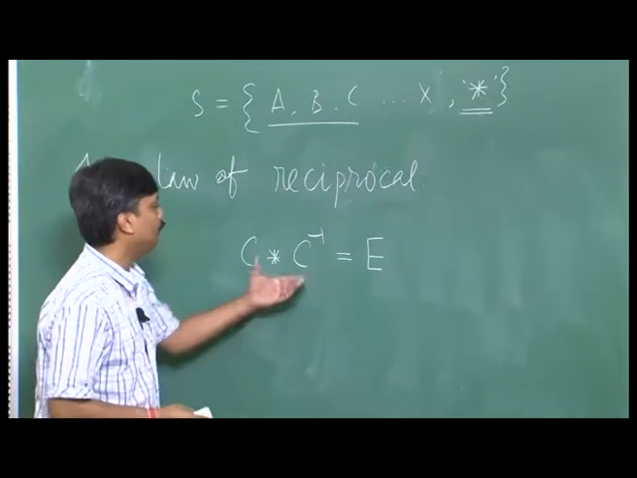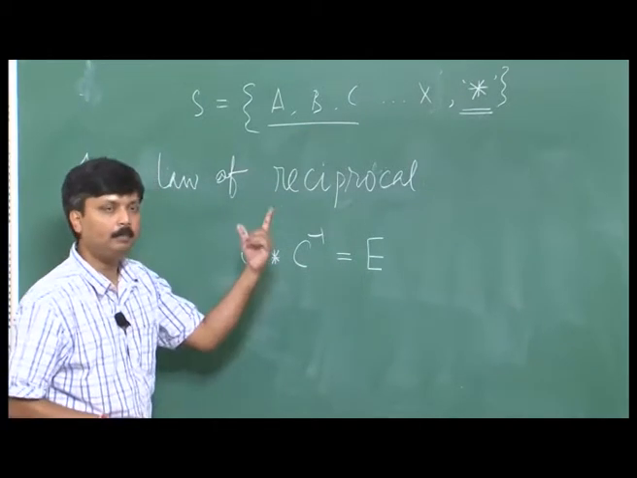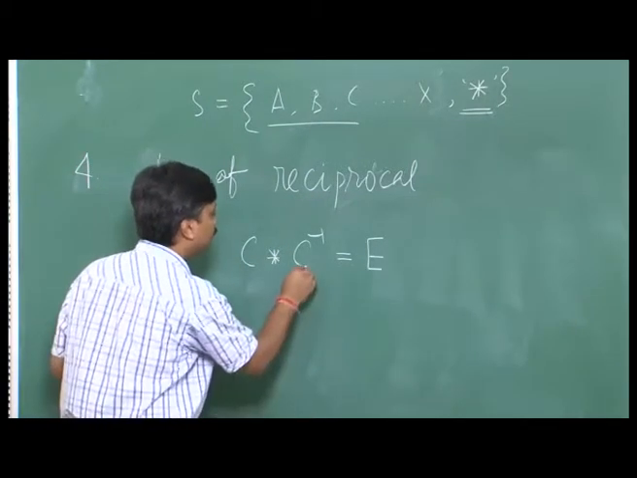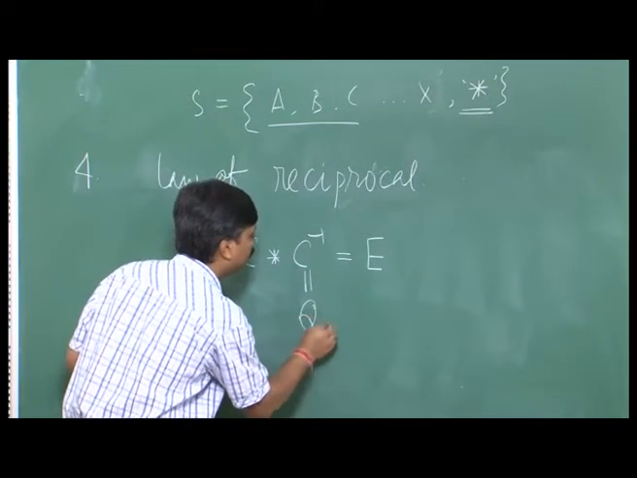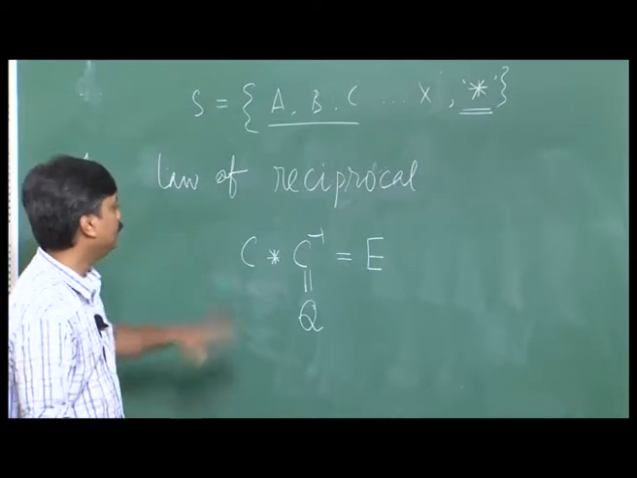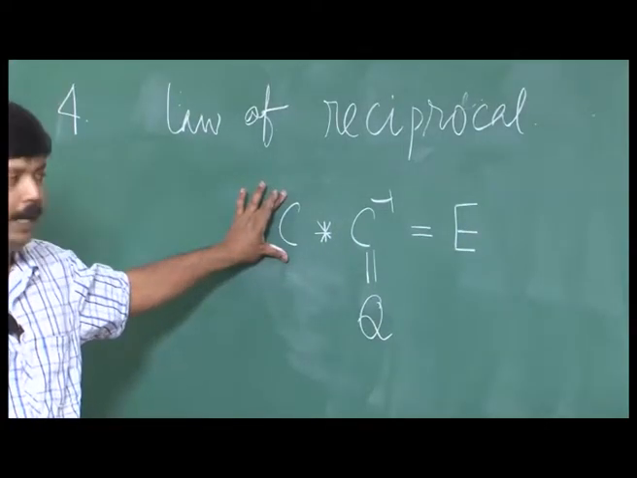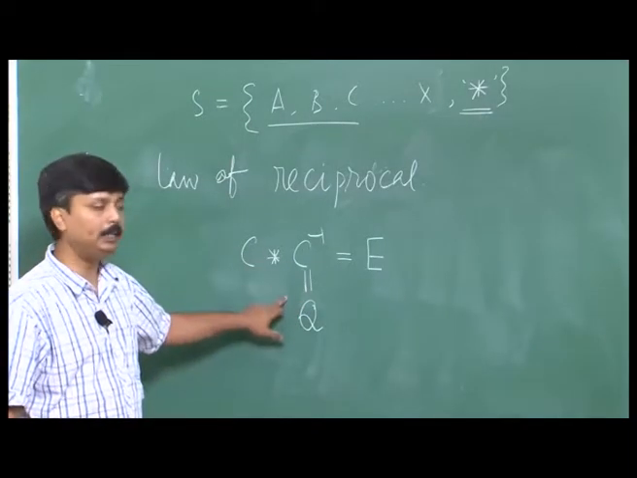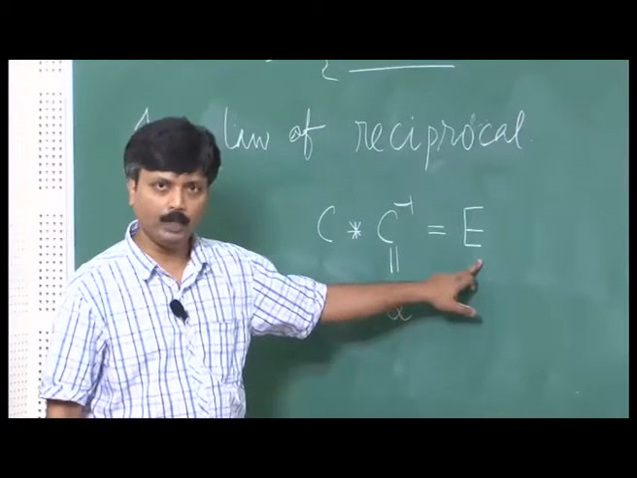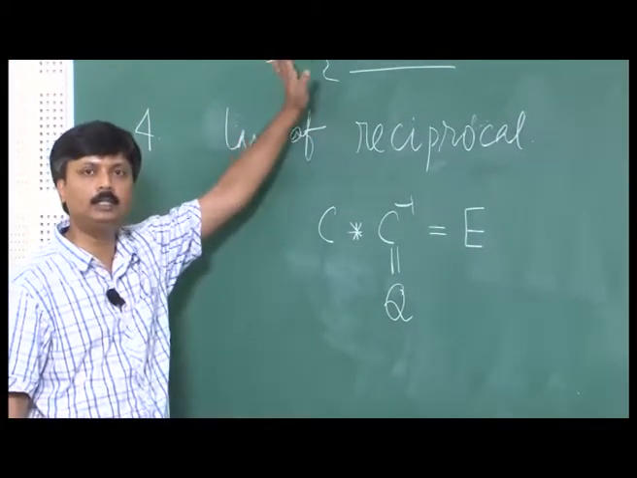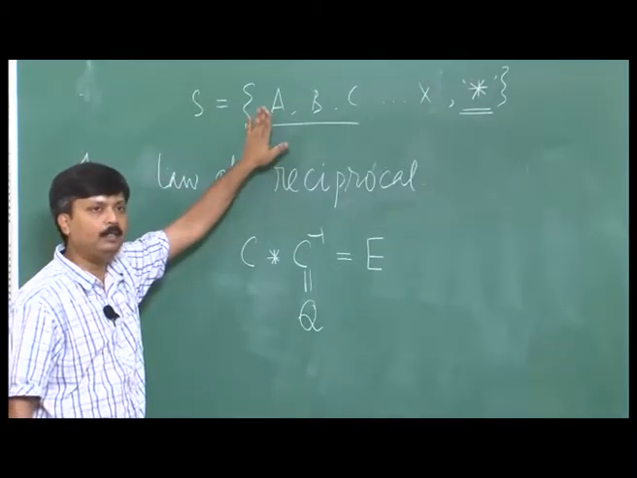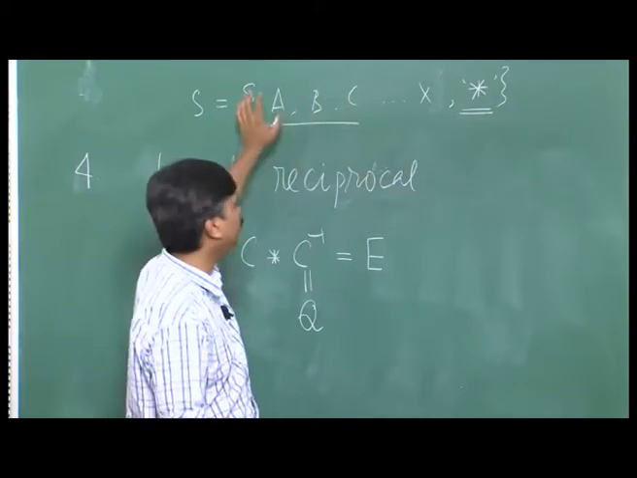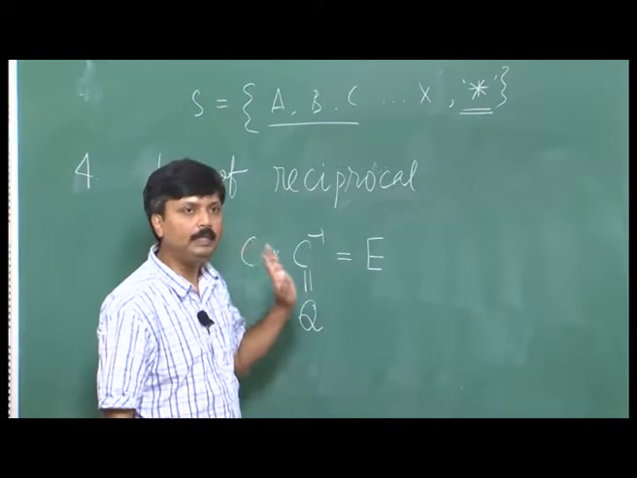So according to that law, there must be some element here, say I call it Q. So this C inverse and Q will be equal. That means for any given element C belonging to S, I will find an element Q which will combine with C to give identity. And that is true for any element belonging to this set S. So if I take A, there must be some element R that yields A star R equals E.